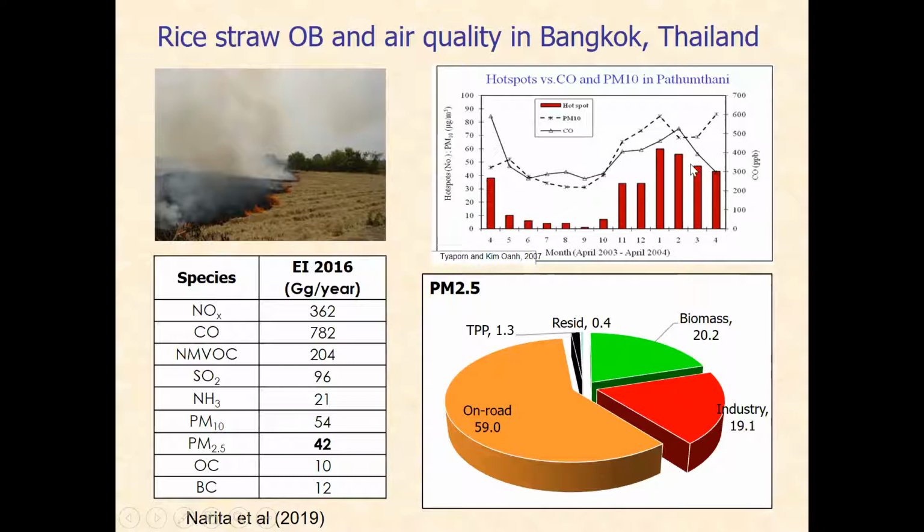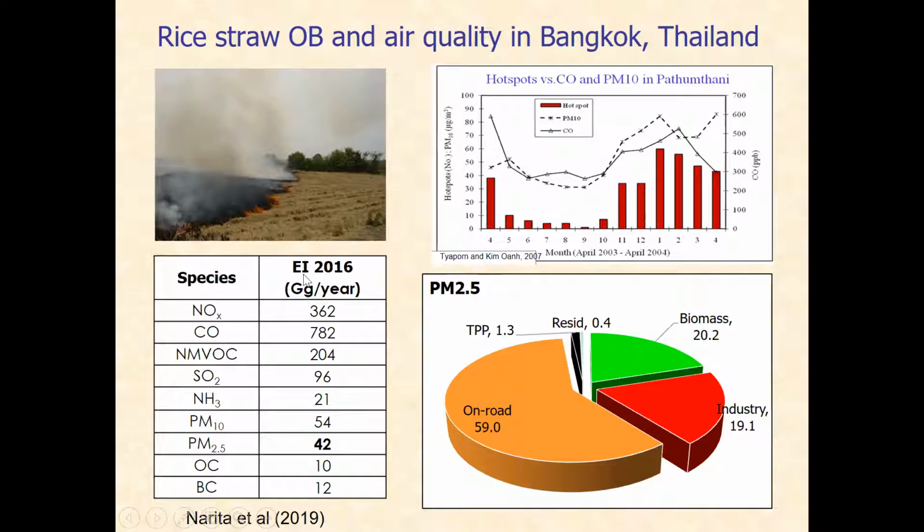We first did very preliminary research by counting the number of hotspots and plotting it against PM10 and CO at the stations in Rangsit and AIT, because that is where the open burning takes place, and we found good correlation. Of course, it's not because of rice straw open burning only, but also because of dry weather and stagnant air, etc. But you can still see good correlation.